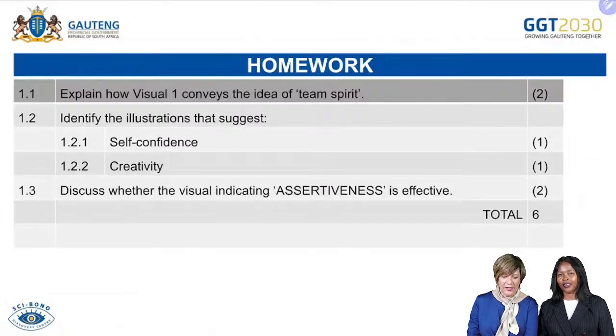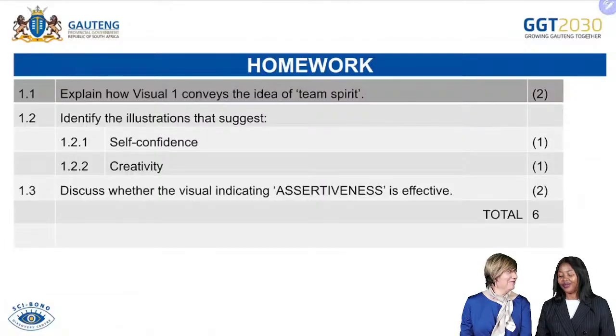So this is a kind of question that they can ask you. Explain how visual 1 conveys the idea of team spirit. Or 1.2, this is where you had to identify the illustrations that suggest self-confidence and creativity. And 1.3, yes, that's your open-ended question. And this is where you had to discuss whether the visual is effective. Now remember, your section A, text B, is only 6 marks. So let's see how they did.